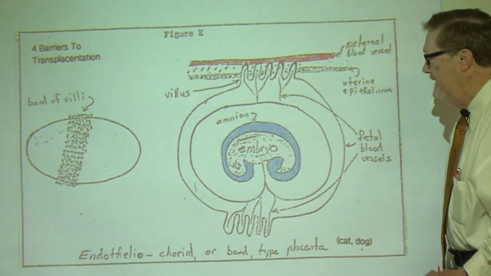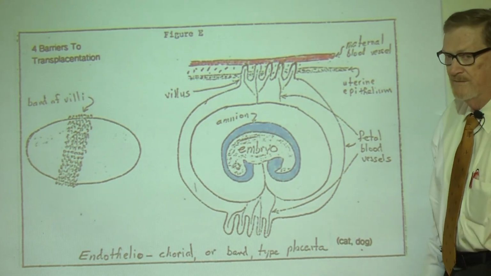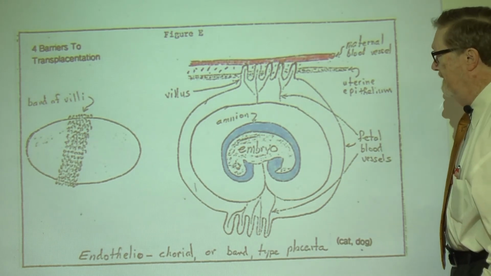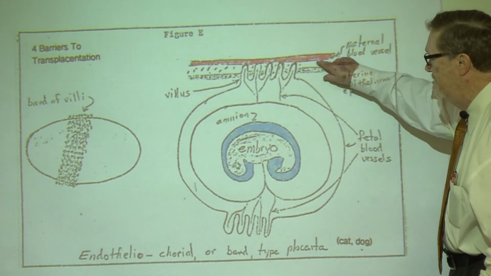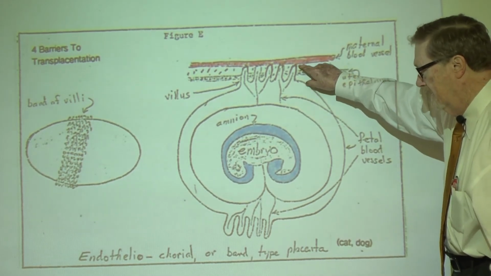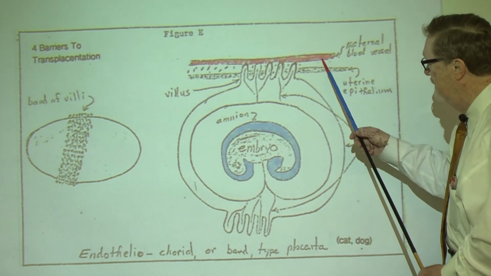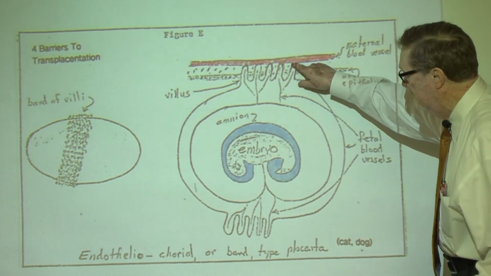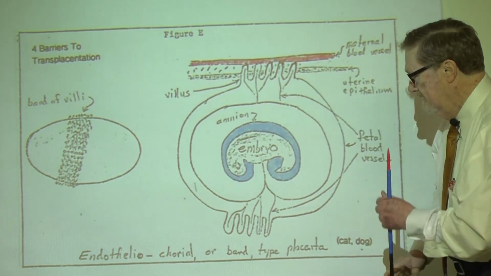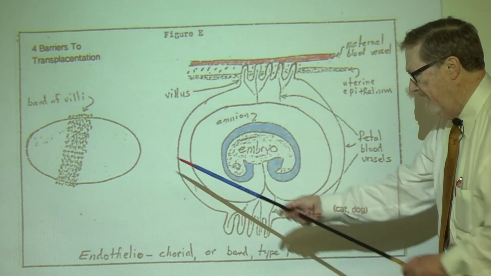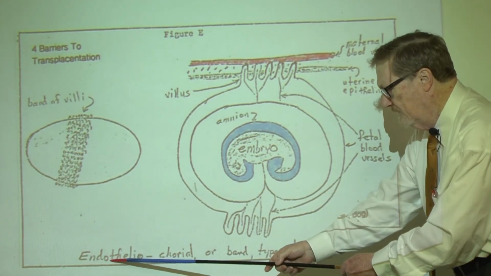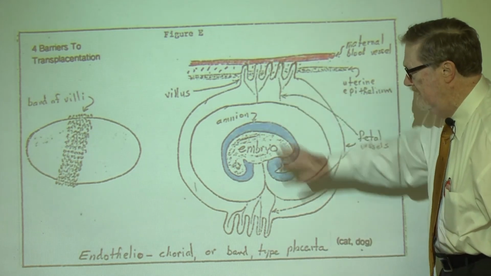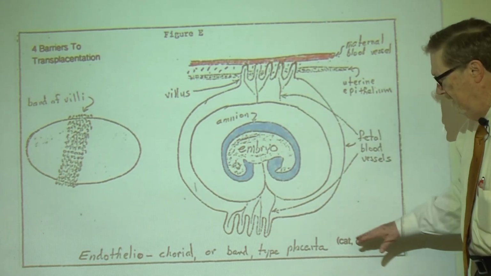And the other way that we can name it is, what's the outer layer of maternal tissue that's a barrier to transplantation? It's the wall of the maternal blood vessel right here, okay? And we said that the word for that is endothelial. And of course, the outer layer of chorionic ectoderm on the outside of the villus here, the name for that is chorial. So this is a band type or an endotheliochorial type, according to which tissues are in contact up there. It's found in cats and dogs.